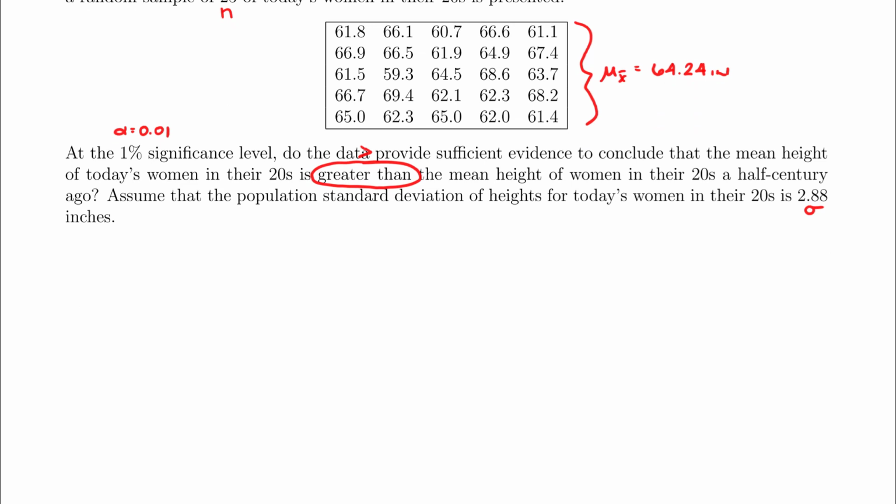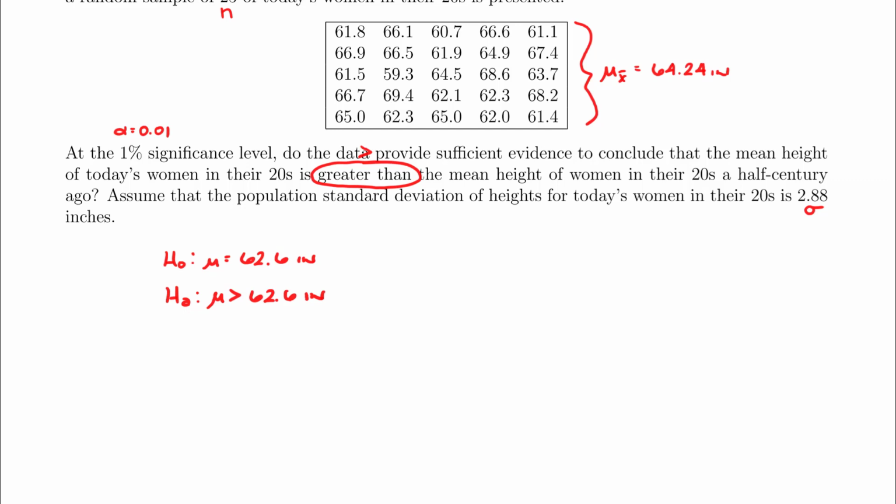So let's follow those steps that were outlined at the beginning of the notes and compare how the two tests should end up with the same result. The first thing we want to do is state our null hypothesis. Our null hypothesis is that mu is equal to 62.6 inches. Our alternative hypothesis is mu is greater than 62.6 inches.